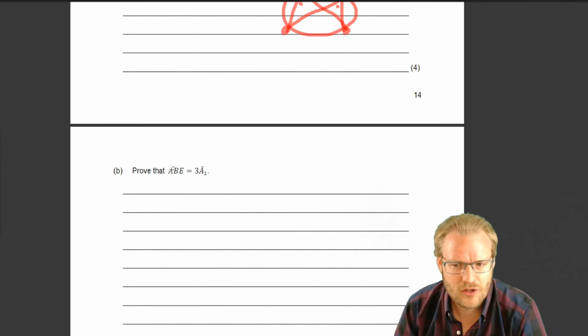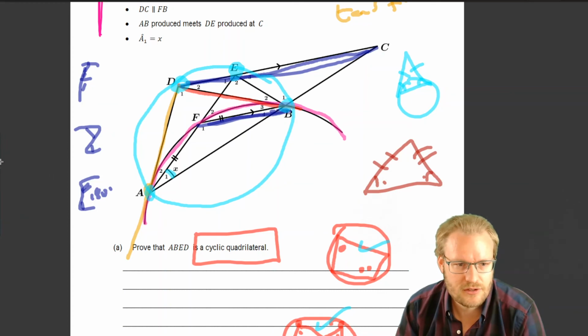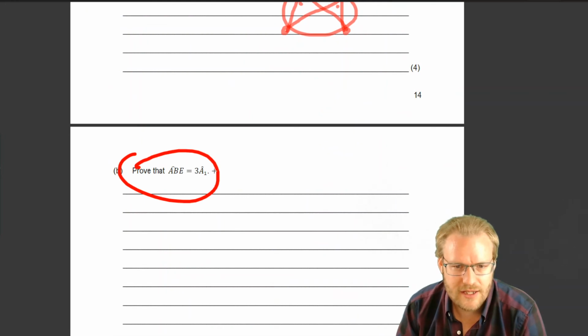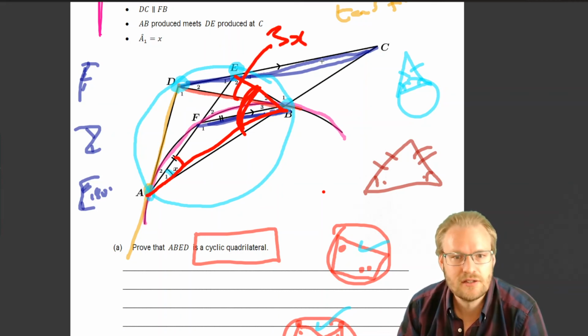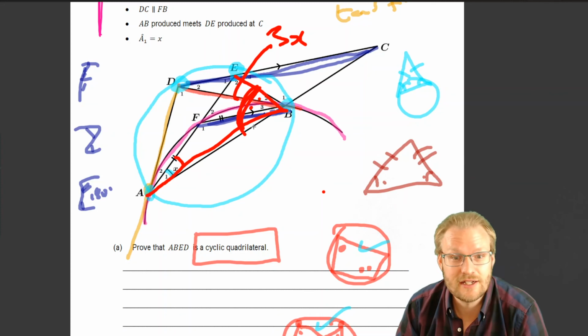And then for the last part, prove ABE equals 3A1. Now A1 is x. So in other words, all you need to try and prove is that, let's turn this transparency all the way up. So all you need to prove here, ABE is 3A1. ABE, where is that? Over here. So if you can show that this whole angle here is 3x because this angle is x, then you're good to go. I don't know where it's going to go, but maybe you work out that that's x, that's x, that's x. Great stuff. You're going to be hunting around. This is going to be a fun question.